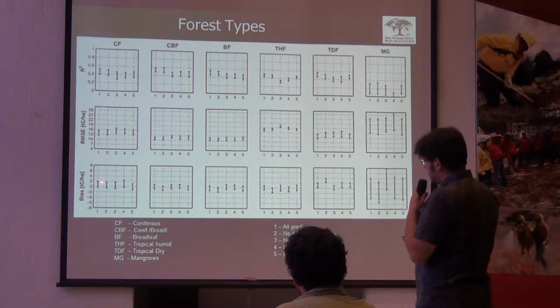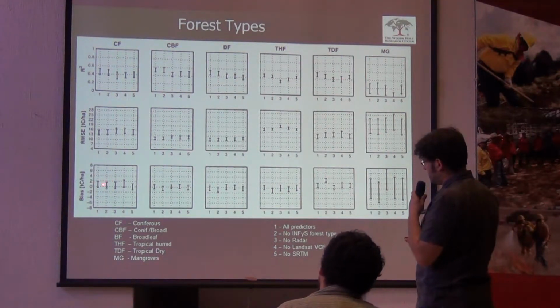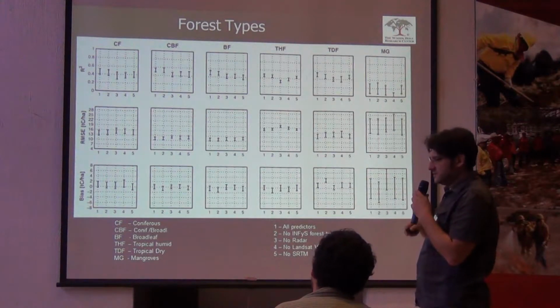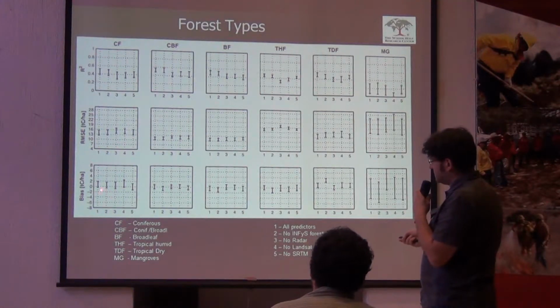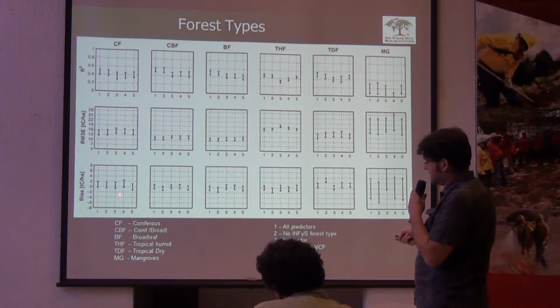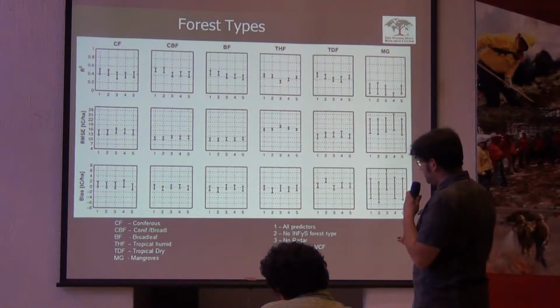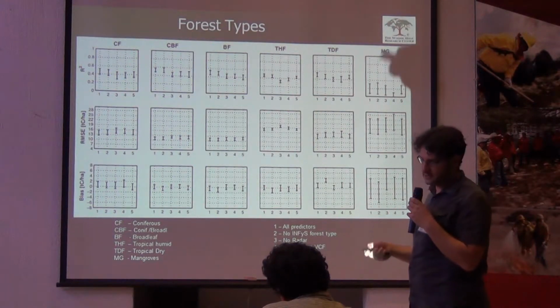Also an important result is, regardless of the types of predictors we used, the bias, so the difference, on average between the predicted biomass and the average biomass within the forest type that came from INFIS, was very close. So within the forest types, the predictions were unbiased at national scale.